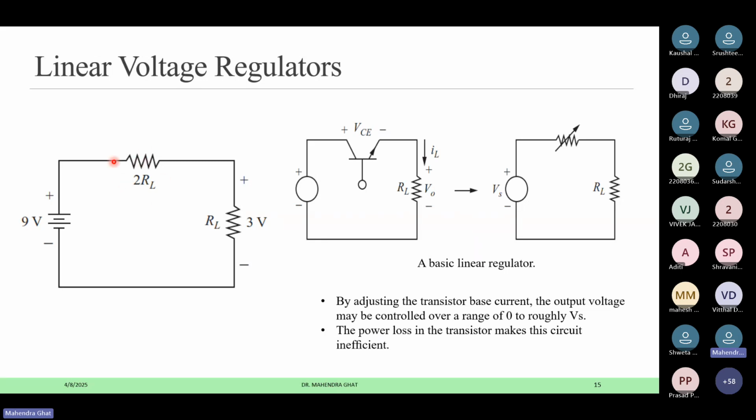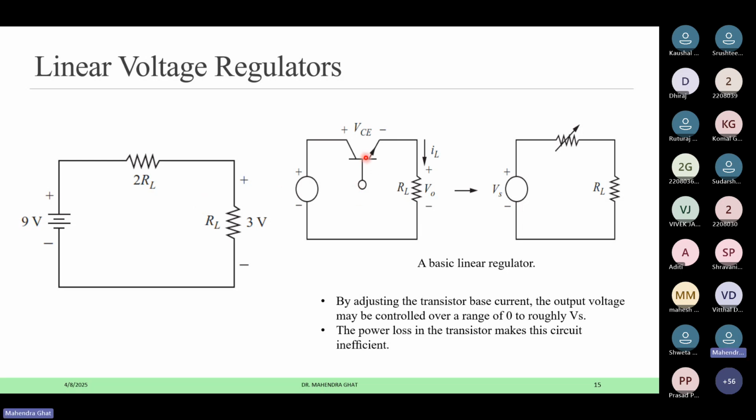Whenever there is a drop, whatever current is flowing through this resistance, I square R will be the losses. So we are getting the 3 volt by incurring some loss in this resistance. So by achieving this variable voltage here, this is a lossy solution. This is one solution, but it is a lossy solution.